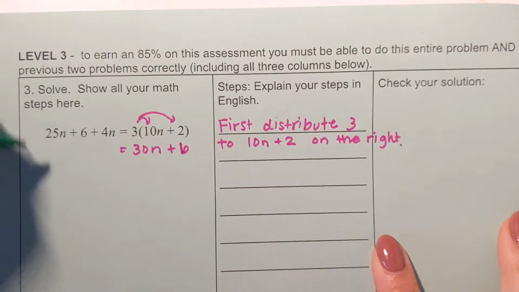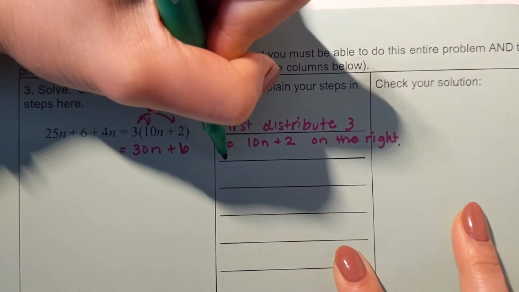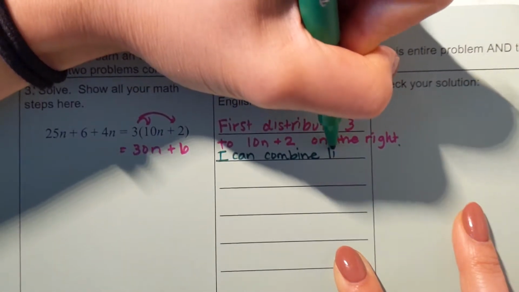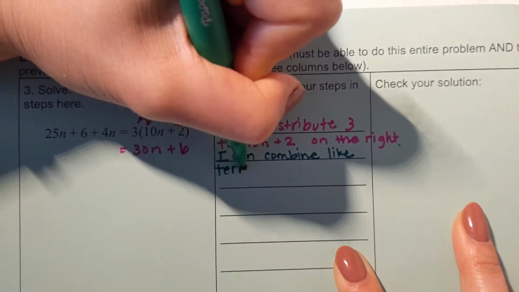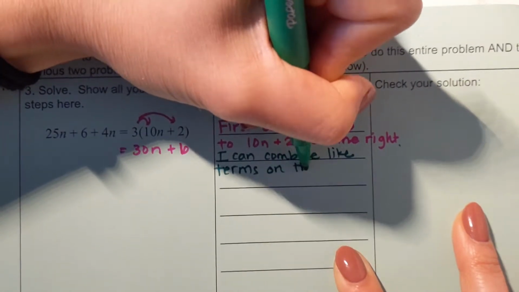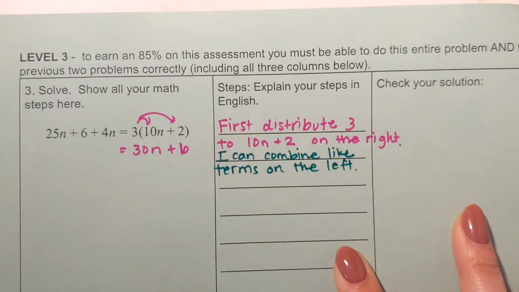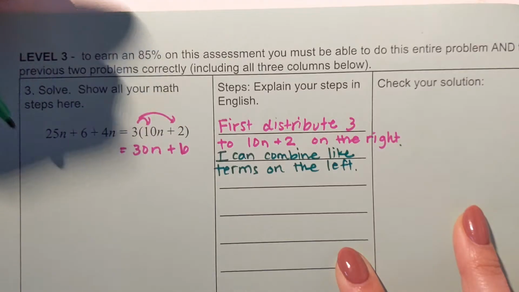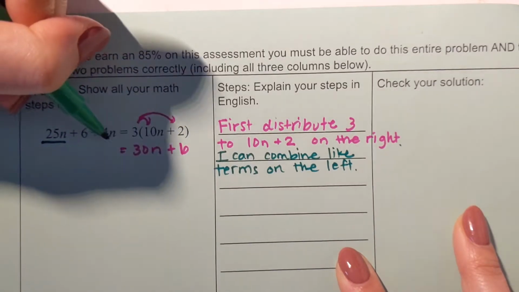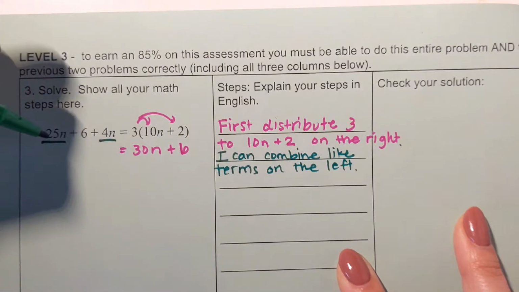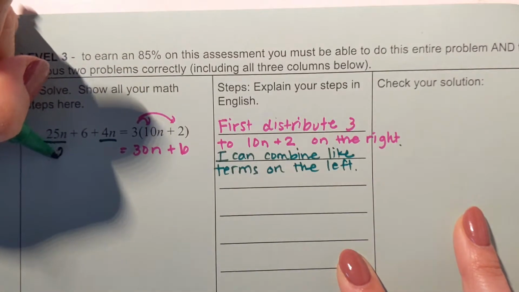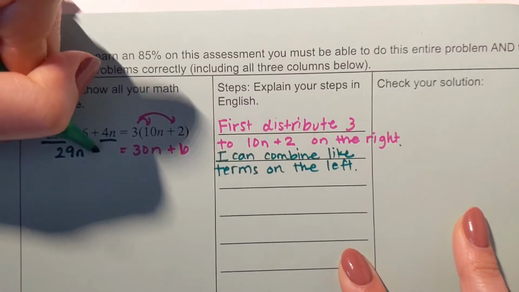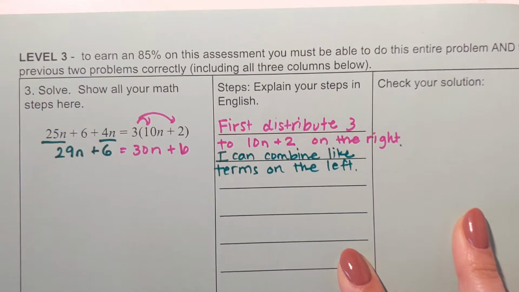I can also combine like terms on the left. When I say combine like terms, that means I'm looking for things that have the same variable or are only numbers. So here I have 25n and 4n, and I can combine that. 25n plus 4n gives me 29n. 6 doesn't have anything it can be combined with on the left, so it's going to stay 6. Okay.